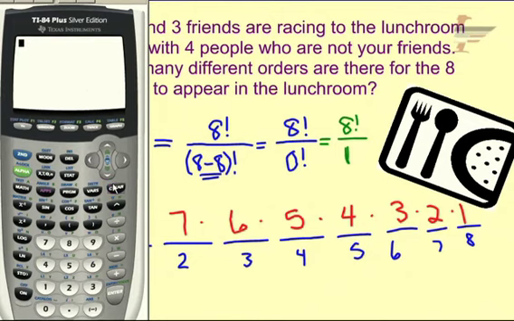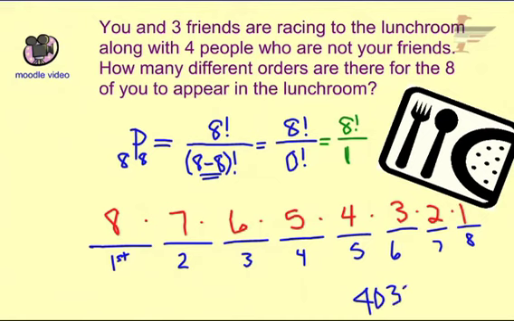Oh, maybe I should type in 8 factorial. Here I am using the factorial button because I don't need to divide by anything. There we go. We get 40,320 different ways for all 8 people total to get there.